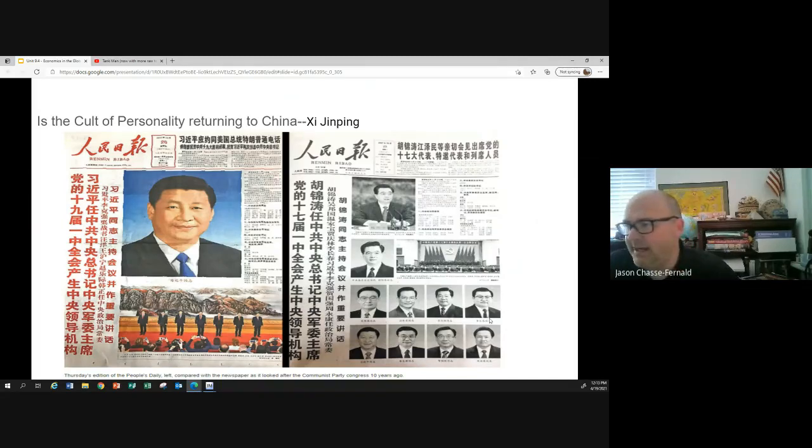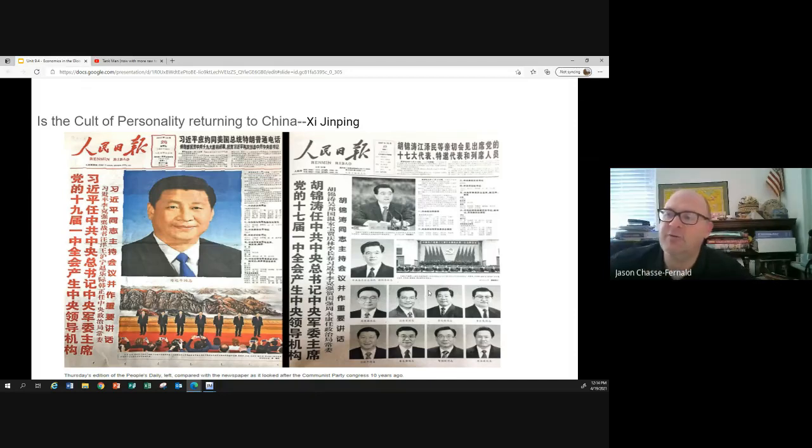Where the other members of the Central Committee are relatively prominently displayed here, you can see how they're being displayed during the Xi years. And we also know that Xi changes the constitution and gets rid of the term limits, so he can now, in effect, be president for life.